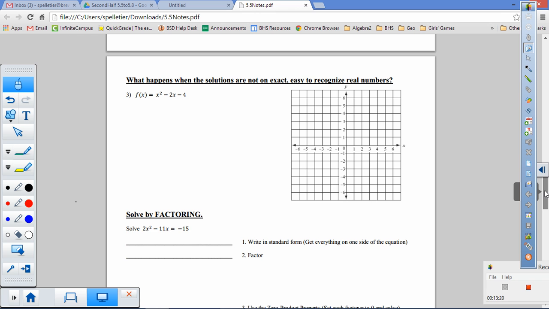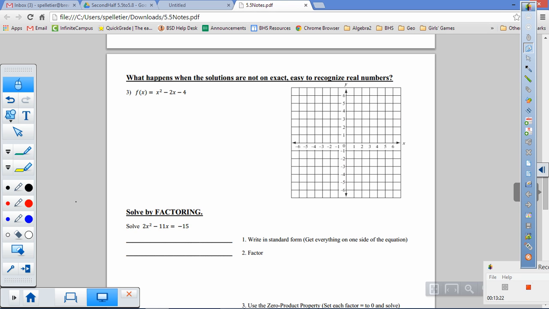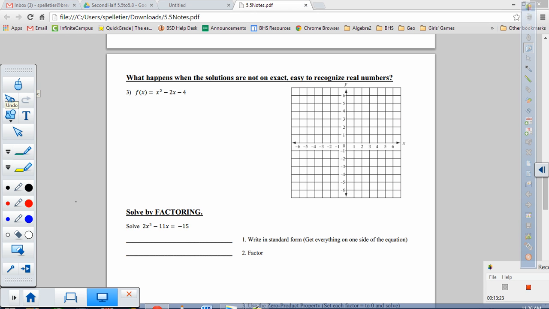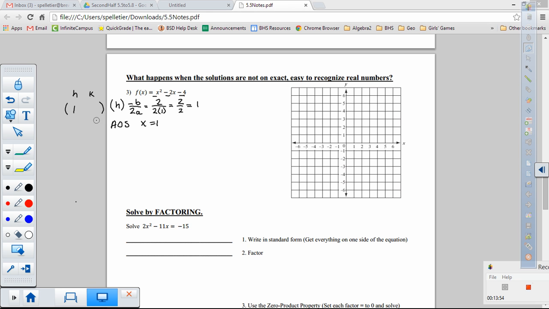What happens when the solutions are not exact? So let's talk about that. What does happen? Let's do this and find out. We're going to do A is 1, B is -2, C is -4. To get H, I have to do opposite of B over 2A. So the opposite of -2 is +2 over 2 times 1. So 2 over 2 equals 1. So my AOS is x equals 1, and the h coordinate of my vertex is 1.